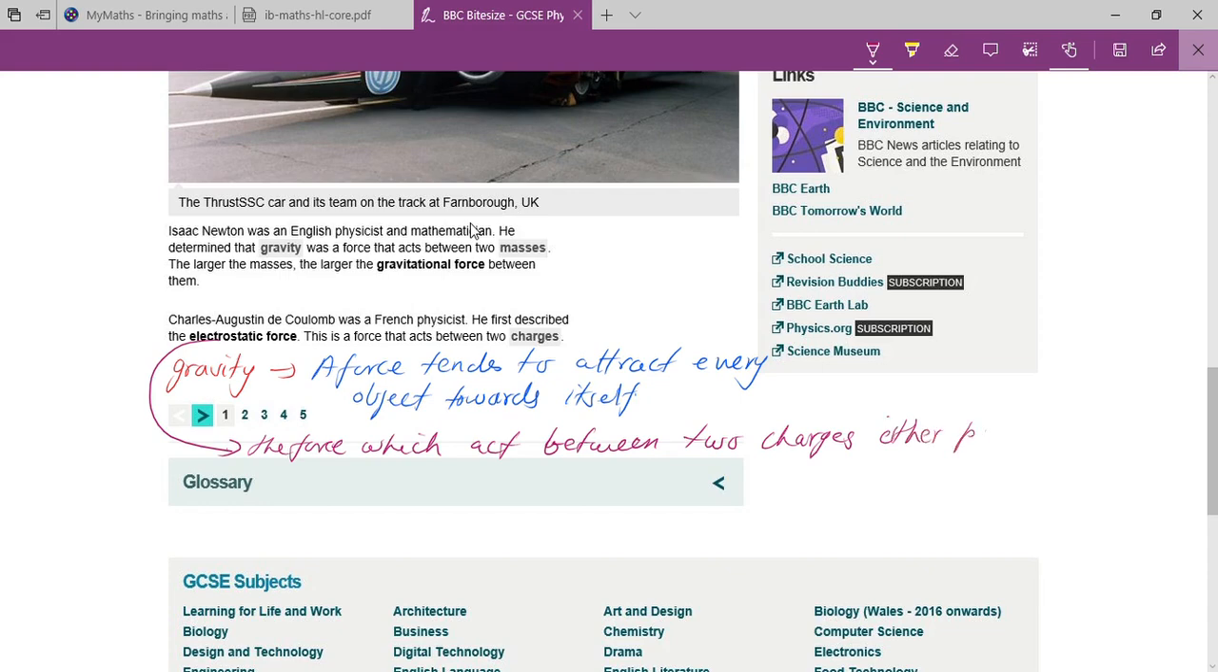Two charges means either positive or negative, okay? Yes. Understand? That means electrostatic force will be the force which acts between the charges. Either that will be positive or negative, okay?